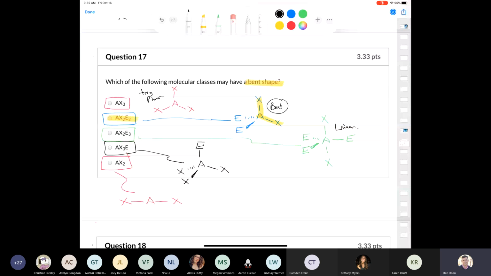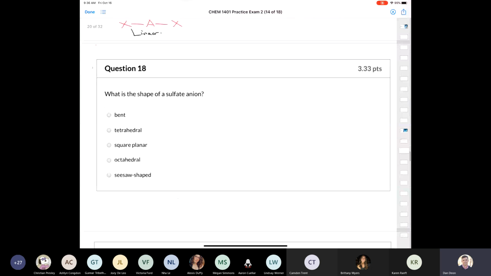This one here is linear. The next one is trigonal pyramidal. And the last one is also linear, like that. First two questions complete, almost done, right? Let's take a look at question number 18, which just asks us more about electron geometry.